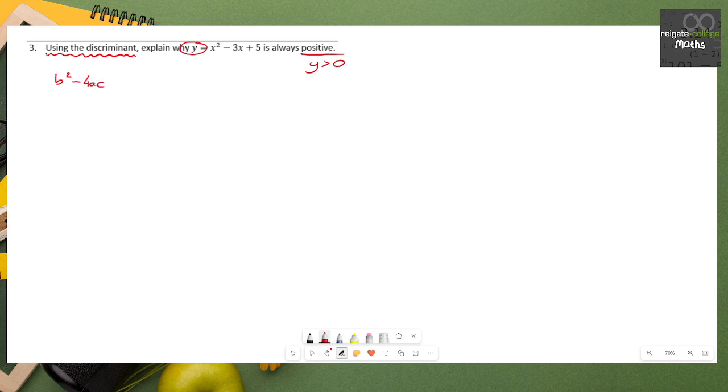So b squared minus 4ac is. So b is minus 3. So we've got b squared minus 4 times a times c. So we've got 9 minus 20. So minus 11. This is less than 0, which means, as we've seen, there are no real roots. So we've proved there are no real roots, but now we need to justify why that means that y is always positive.